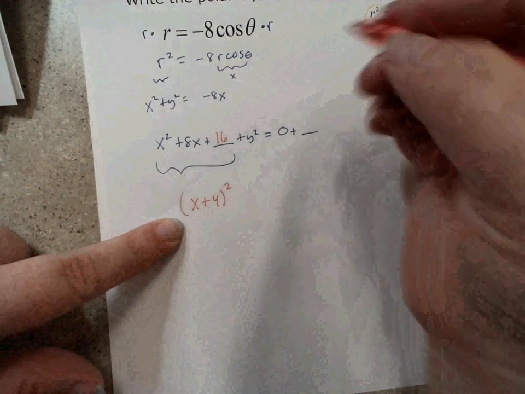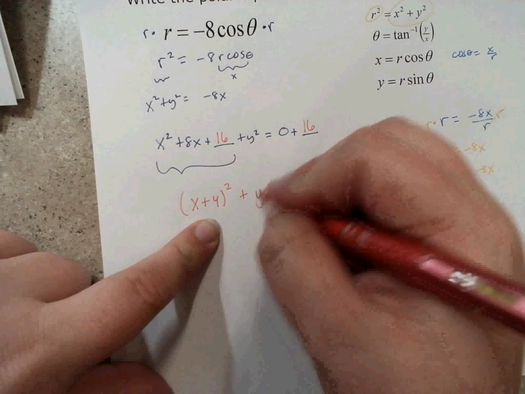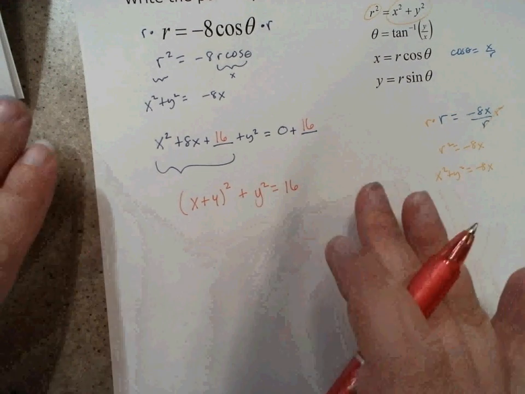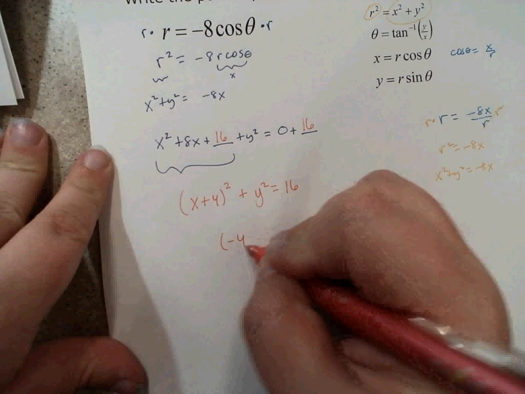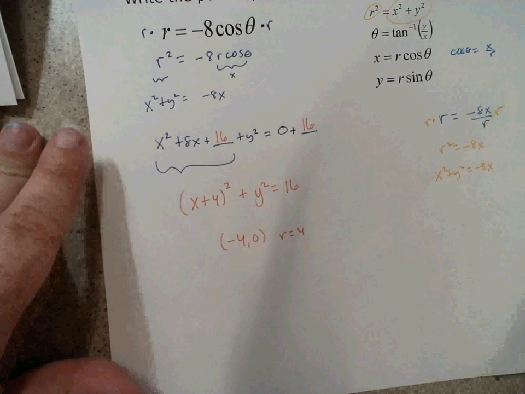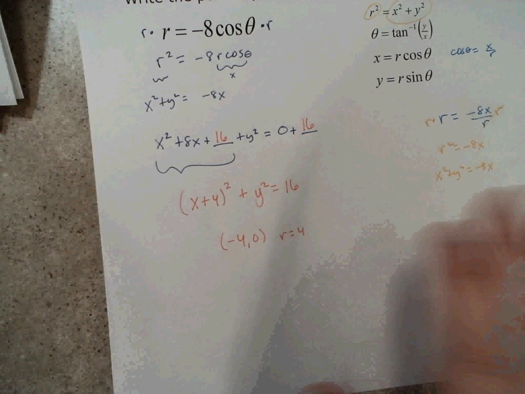4 squared is 16. This right here is this right here, but the only way I can add 16 to one side is if I add 16 to both sides. So x plus 4 quantity squared plus y squared equals 16, and that is an acceptable form because it's the standard form of a circle. Okay, a circle centered at negative 4, 0 with a radius of 4. And that is that.